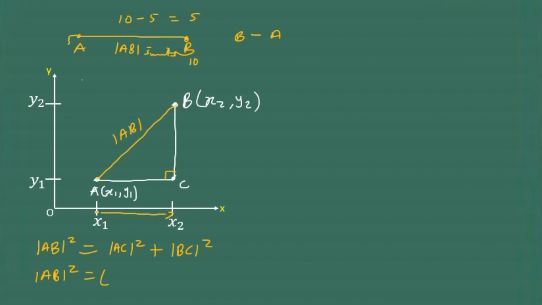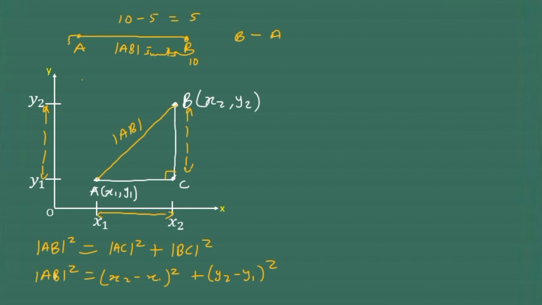x1 and x2. So we are going to basically find the difference between x2 and x1. So this is going to give us x2 minus x1 all square plus the distance BC. So we are looking at the distance here, BC, and we can also see that it's the same thing from here, the distance between y2 and y1. So this is going to give us y2 minus y1 all square.